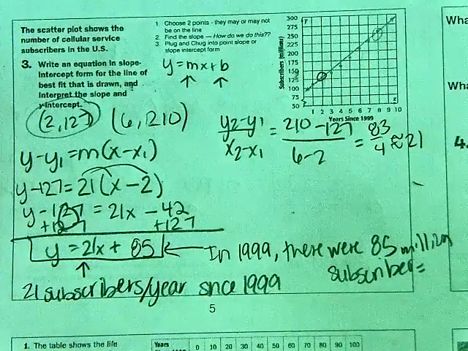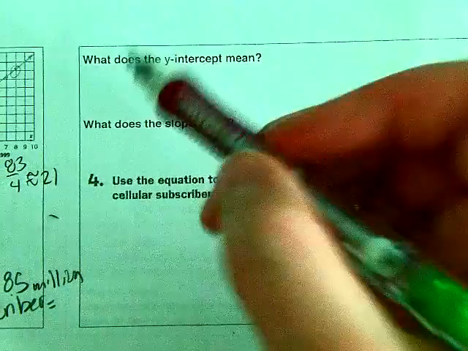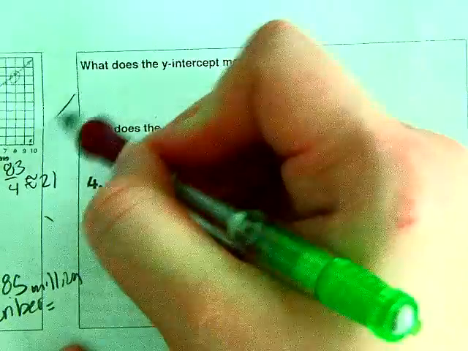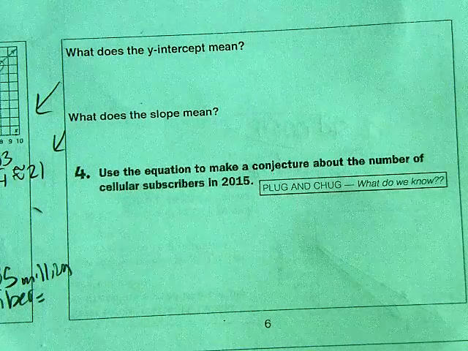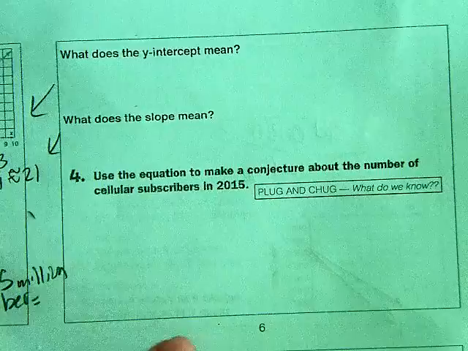There we go. Okay. Oh, you know what? There was room for that over here. That's okay. So the y-intercept and the slope, we got that on slide 3. So it's over there. Use the equation to make a conjecture about the number of cellular subscribers in 2015.